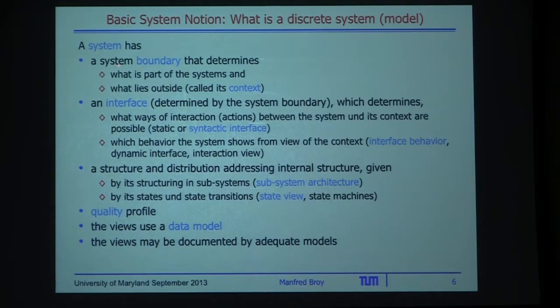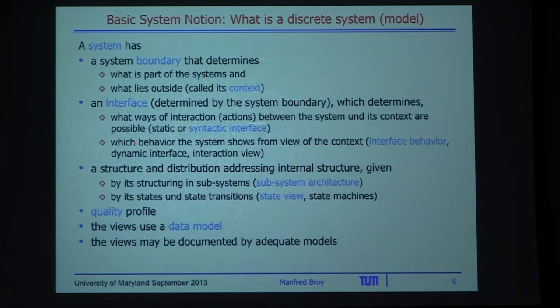A system, first of all, has a boundary. So we have to have a clear understanding of what is part of the system and what is outside the system. If you look at physical systems, often it's not obvious where the boundaries are. So often it's your decision to say, I take this boundary, and if you make this decision, you have identified which system you are talking about.